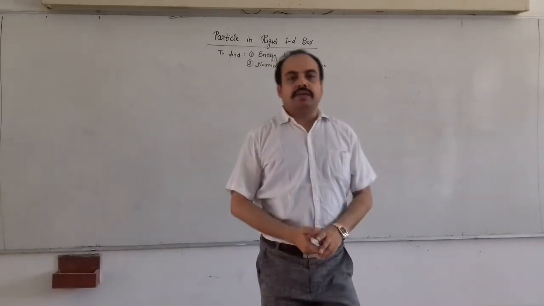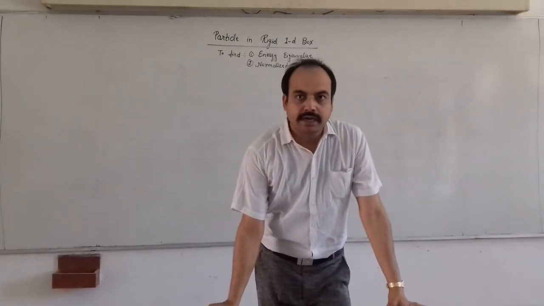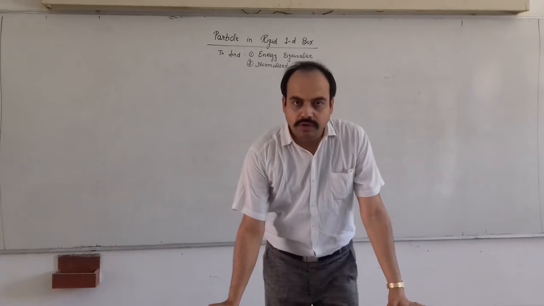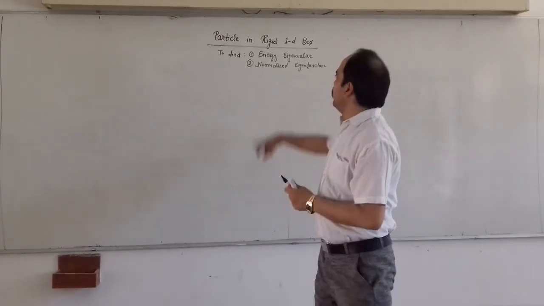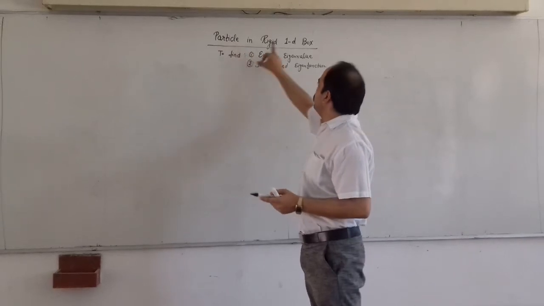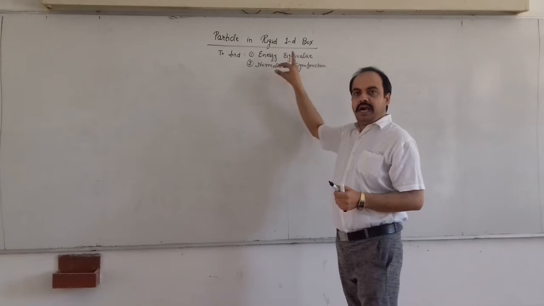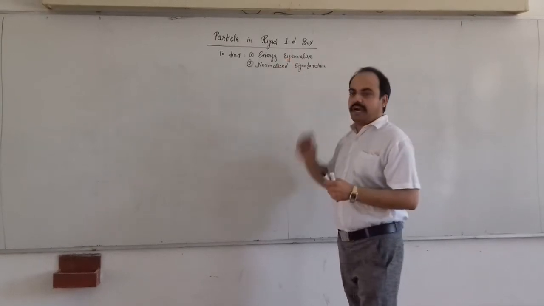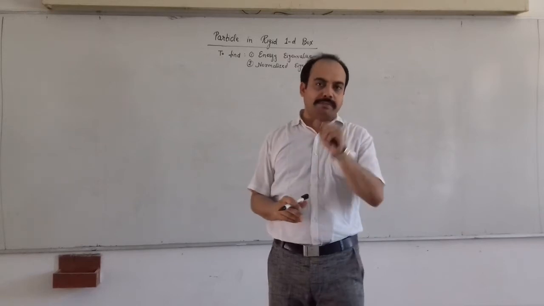Good morning students. In the last lecture we discussed Schrodinger's time dependent and independent wave equation. Today we will take one application of Schrodinger's time independent equation, and we are considering a particle in a rigid one dimensional box. We have to calculate and find out the energy eigenvalue and the normalized eigen wave function for the particle restricted to move in a one dimensional box.